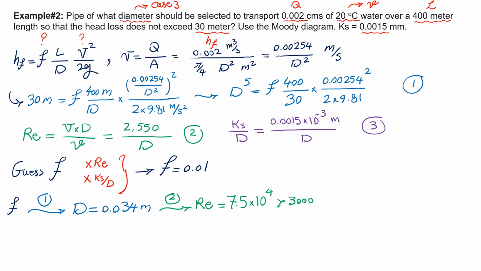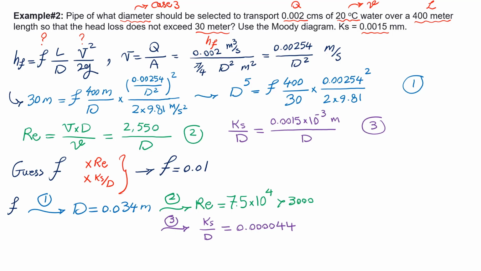Now, I can also calculate relative roughness by putting D into equation 3. If I do that, relative roughness, or K sub S over D, would be equal to 0.4044.